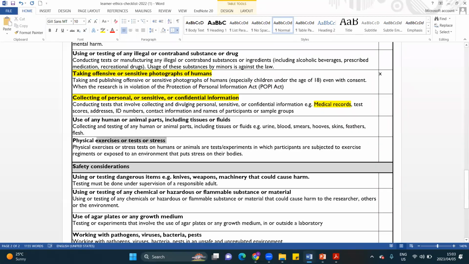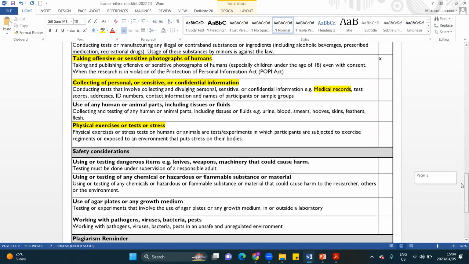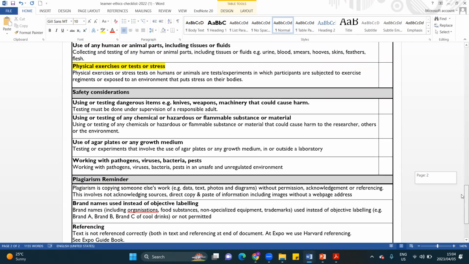This one here, learners do this kind of social science study. They want to take blood pressure and things, with learners running up and down the stairs, before exercise and after exercise. They're not allowed to do that. So just be mindful of that.